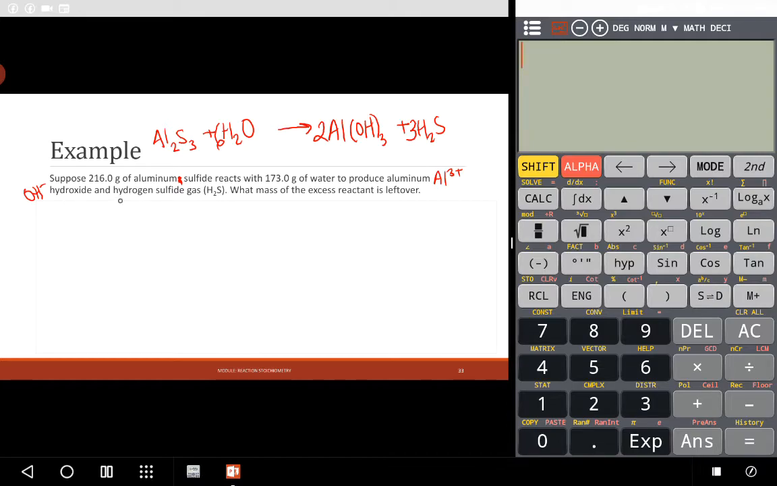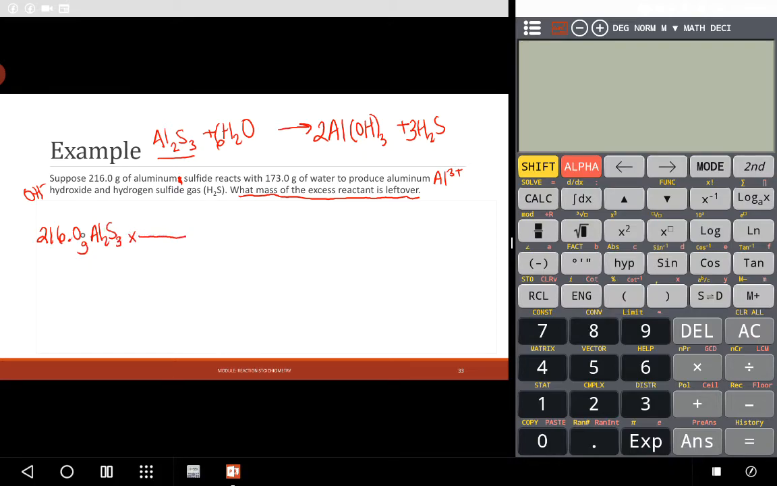So let's see. What mass of the excess reactant is left over? So I don't know which reactant is going to be left over, so I just have to pick one and then calculate the amount needed of the other for comparison. So I'm going to pick this one and then calculate the amount of water I need to react with all that, just in case I get lucky. So that's 216 grams of Al2S3.